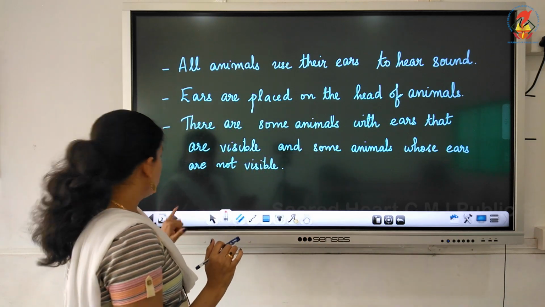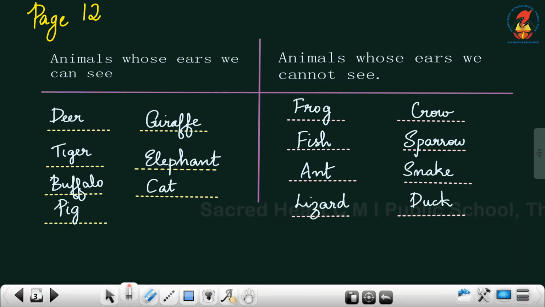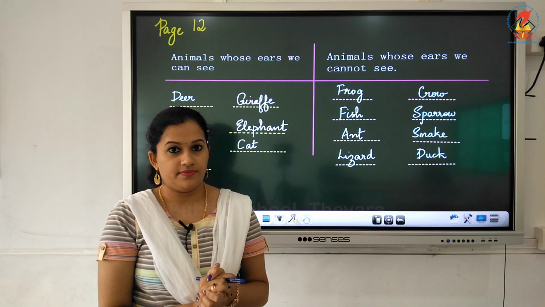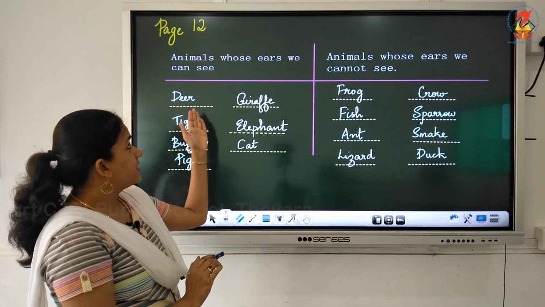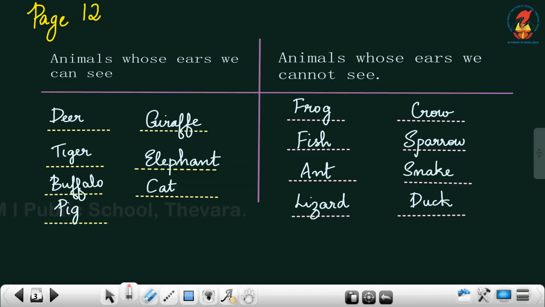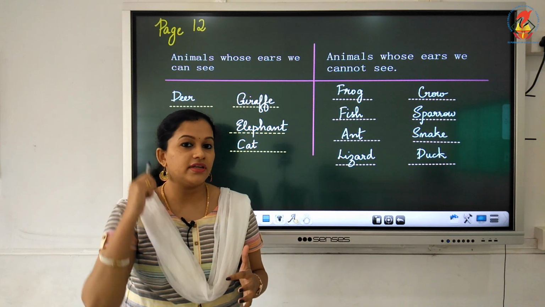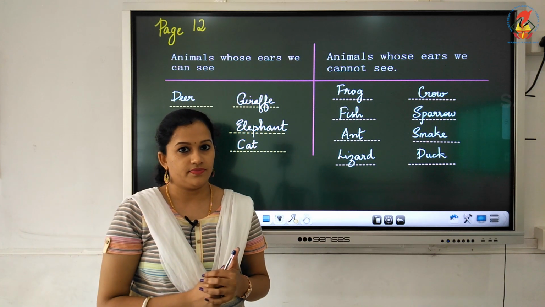So here in this table I have listed the names of the animals whose ears you can see. Animals like deer, tiger, buffalo, pig, giraffe, elephant, cat. All these animals have ears that we can see, isn't it? Why? Because it is placed outside their head. They have an outer part of their ear.